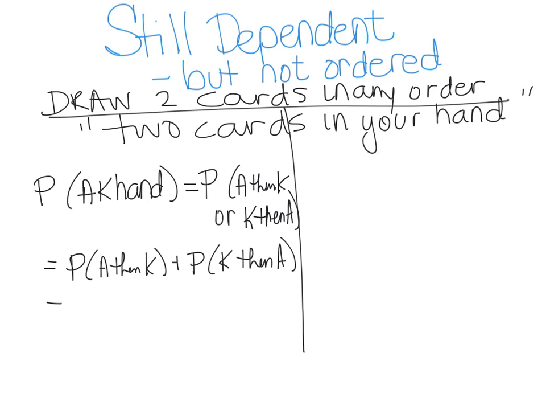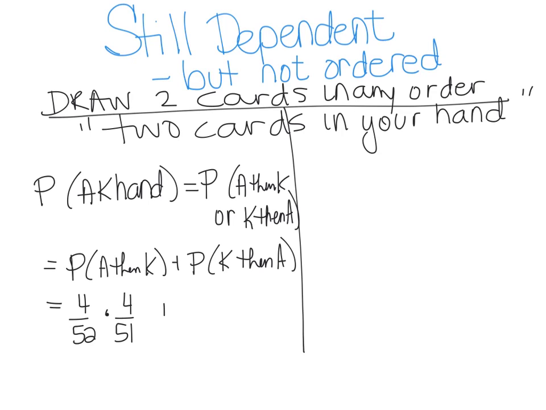So I'm going to go ahead and calculate the probability of ace, then king. That's exactly what we did before. It's the probability of the ace, 4 out of 52, times the king, 4 out of 51. There's your conditional probability, right? You did not replace the card. So that's the ace, then king.